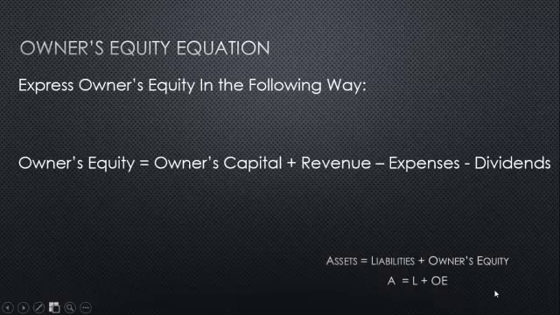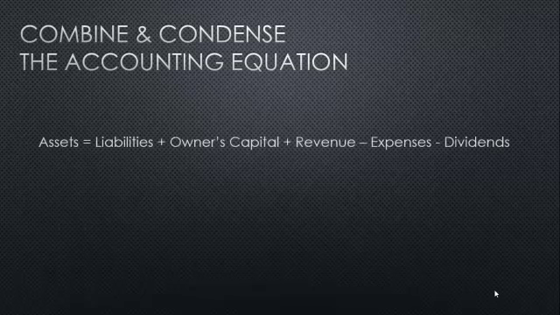Okay? Now, if you remember from my class as well as in math, we've got two equations. We've got the equation down on the right-hand corner, which is assets equals liabilities plus owner's equity, and then we have the middle equation, owner's equity equals owner's capital plus revenues minus expenses minus dividends. What we can do is combine them. So if we combine them, it might look something like this. We have assets equals liabilities. Instead of owner's equity, we're going to replace it with that equation. So we get owner's capital plus revenues minus expenses minus dividends.